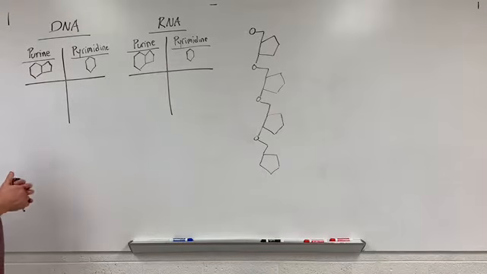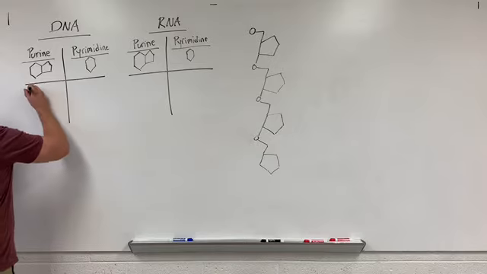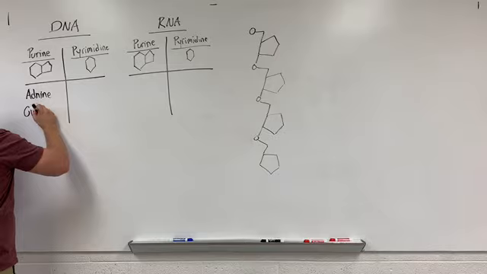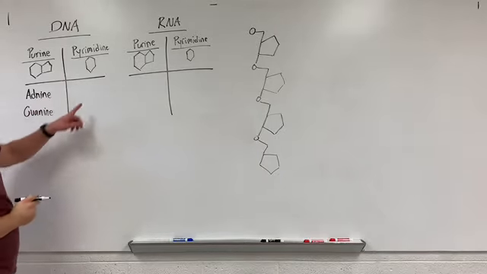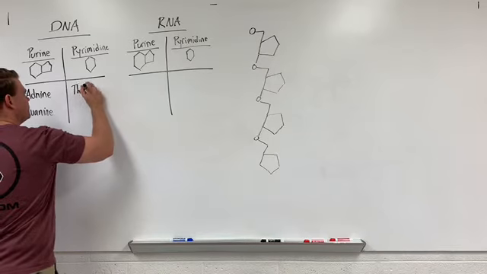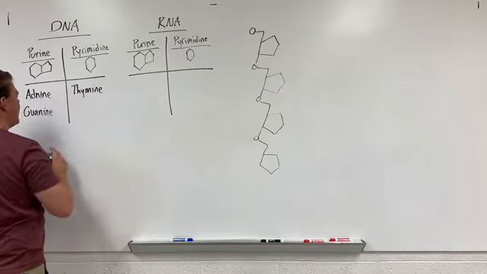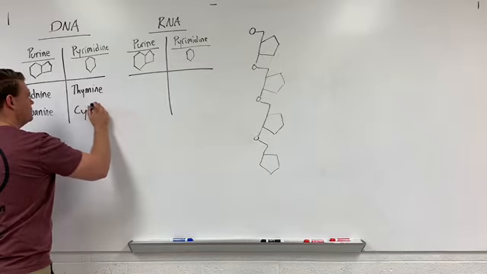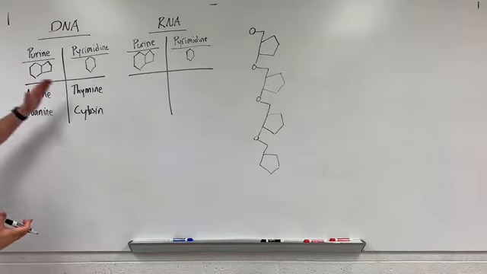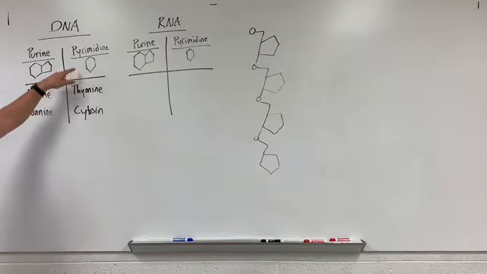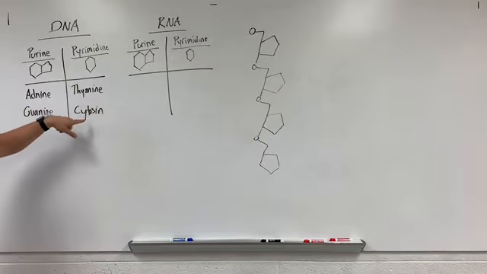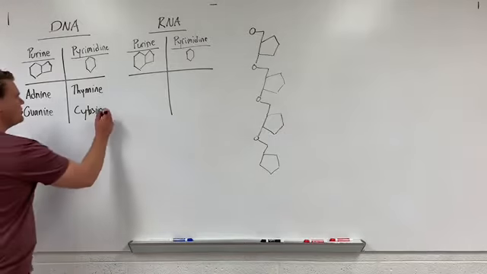So in our purines for DNA, we have adenine and guanine. And our pyrimidines for DNA, you have thymine and you have cytosine. All right, the way I always remember which are purines and which are pyrimidines is that pyrimidines have a Y, and both of our pyrimidine nucleotides also have a Y, so thymine and cytosine.